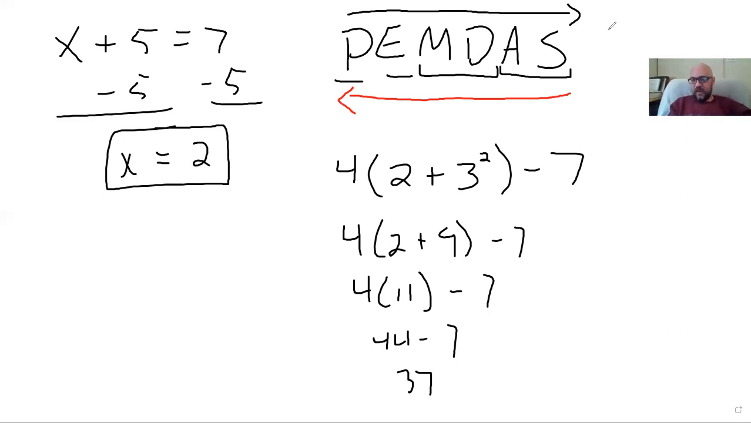SADMEP. In general, you want to get rid of the addition and subtraction first, and then the multiplication and division, and then any exponents, and then any parentheses. So, let's see an example of that. I'm just going to do multiplication, addition, and subtraction here. I'm not going to worry about the parentheses and exponents yet, although we will get to them eventually. Maybe not in this video, maybe in a future video.